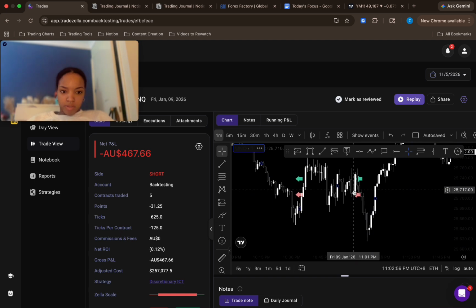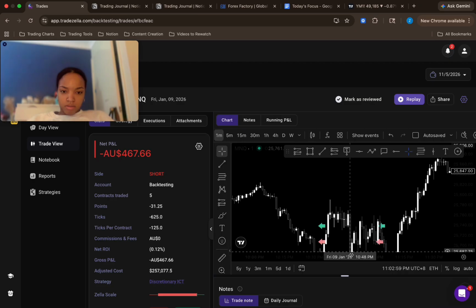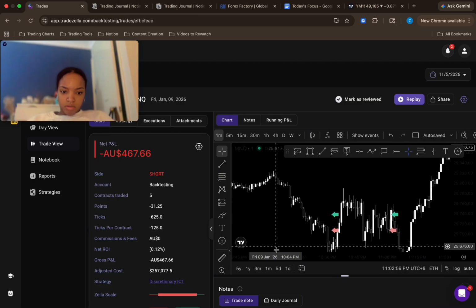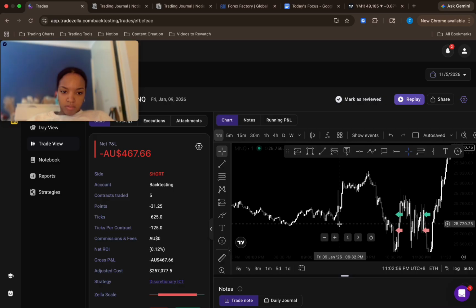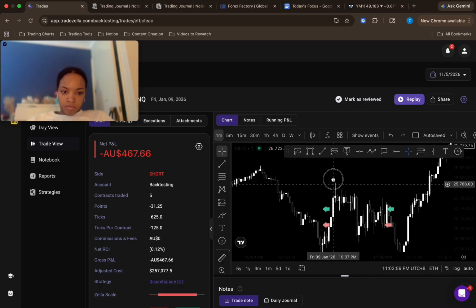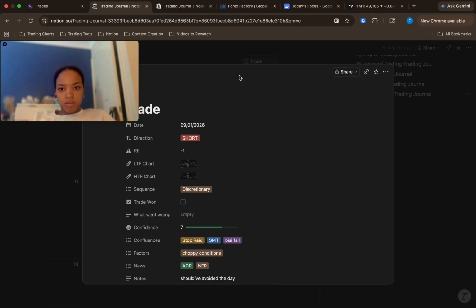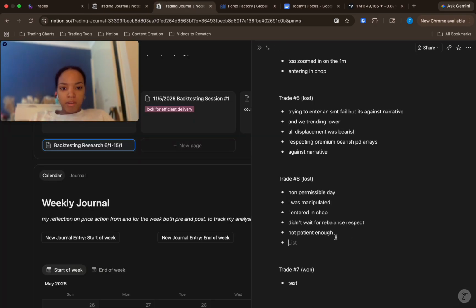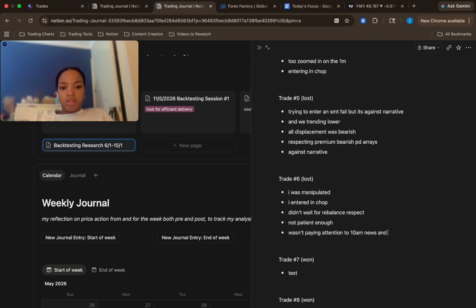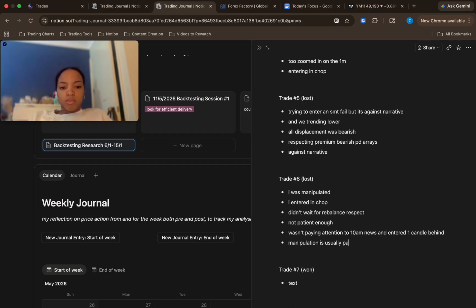Oh, I entered right after news. Okay, I wasn't paying attention to 10 a.m. news. It was a permissible day. I wasn't paying attention to 10 a.m. news and entered one candle behind. Manipulation is usually paired with news.